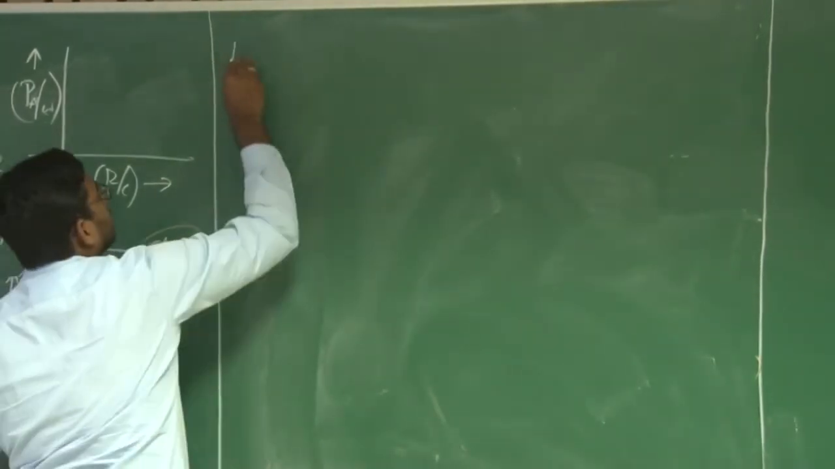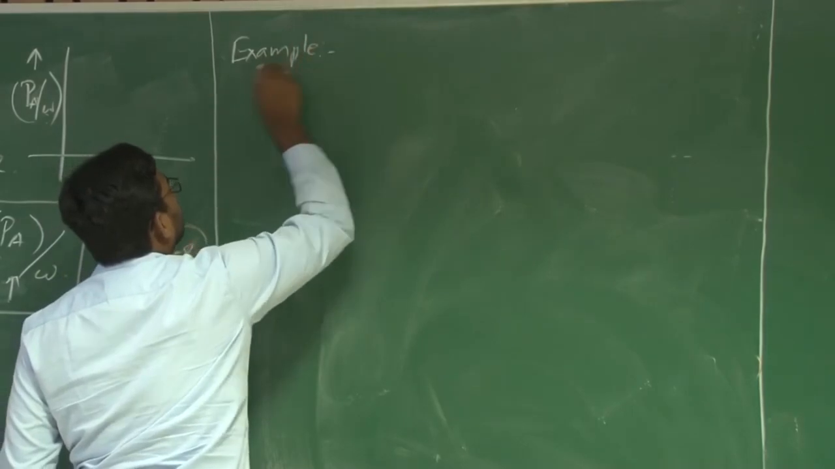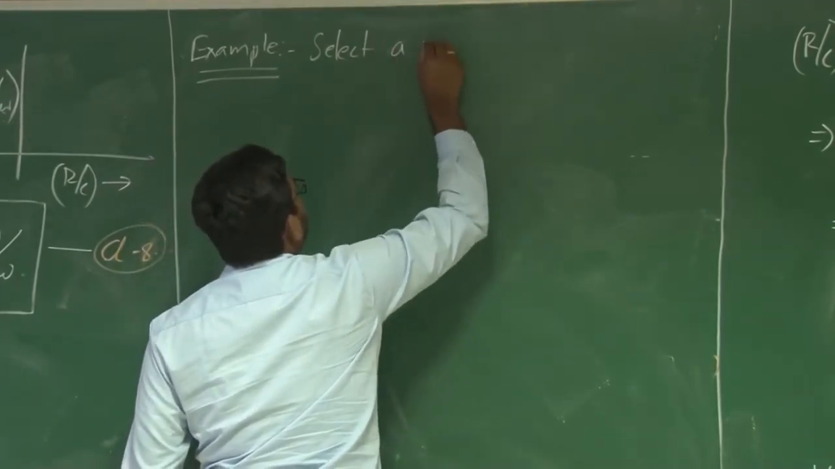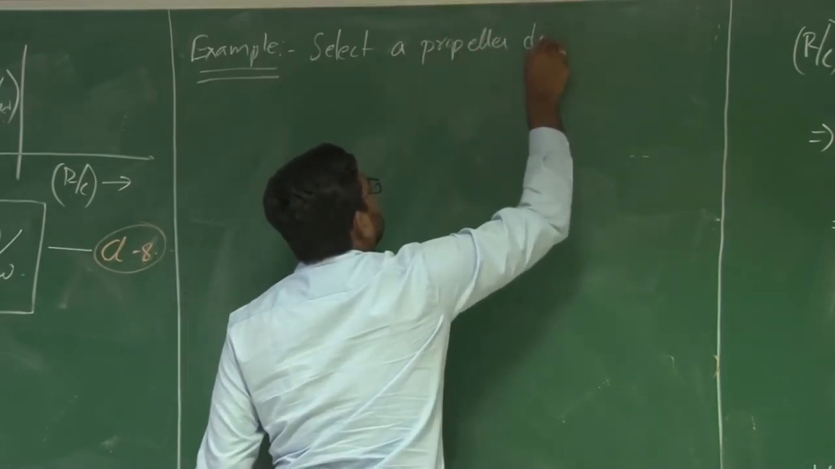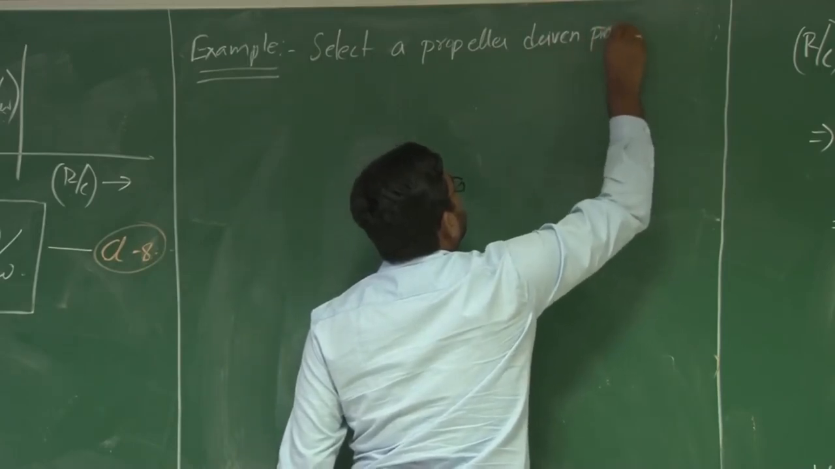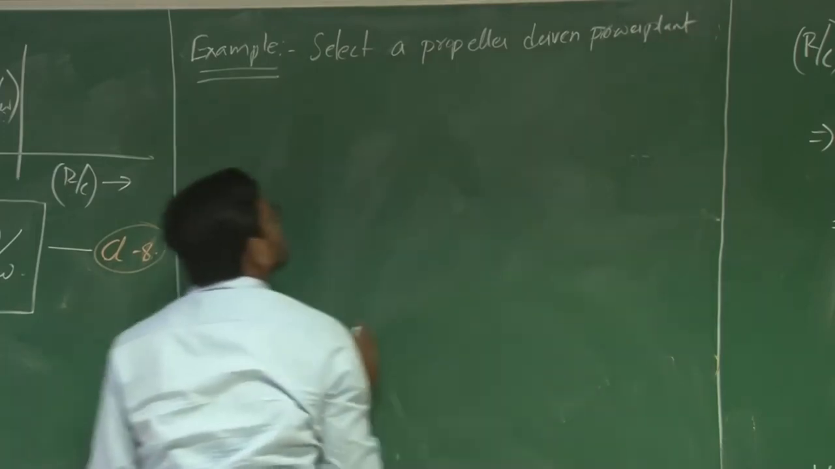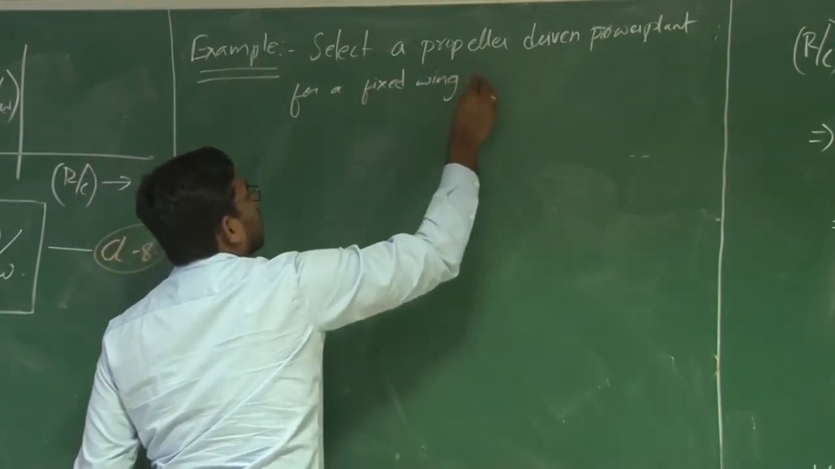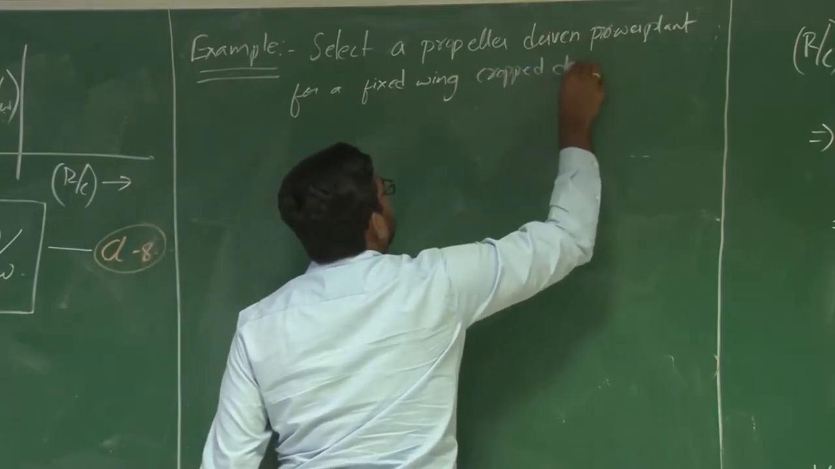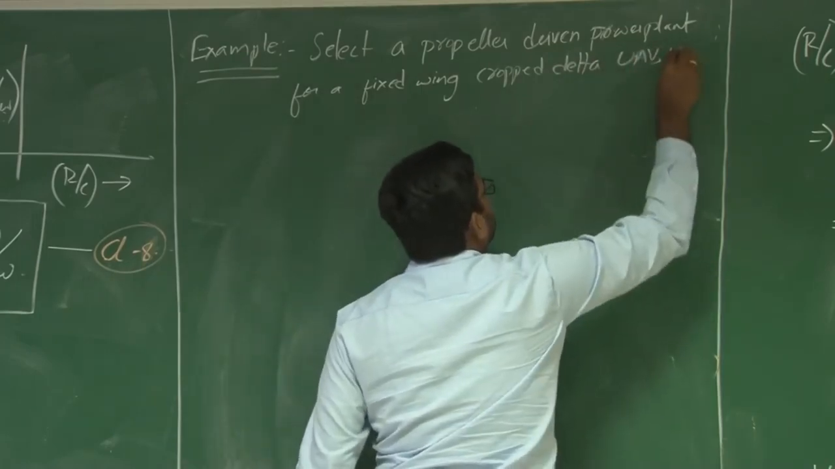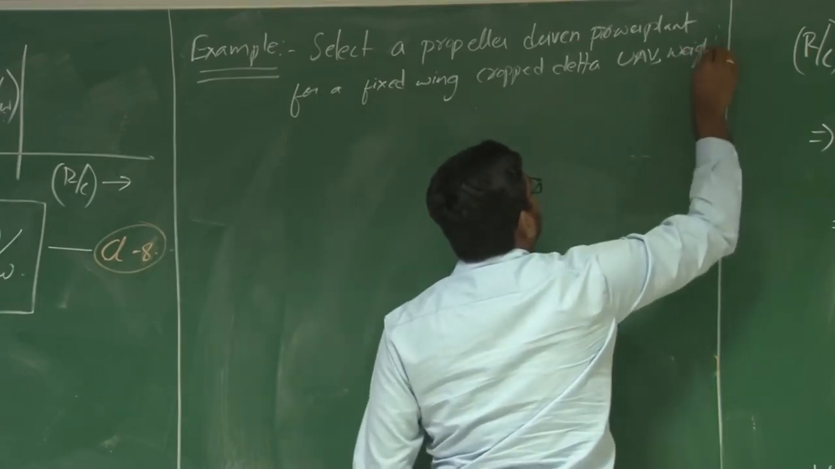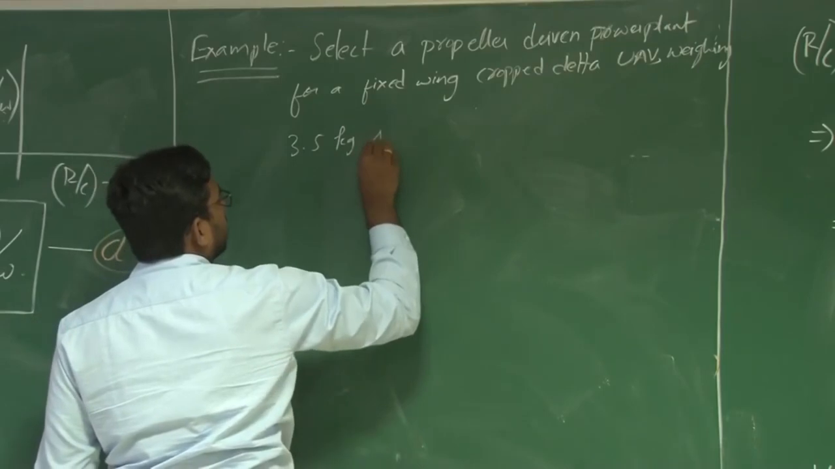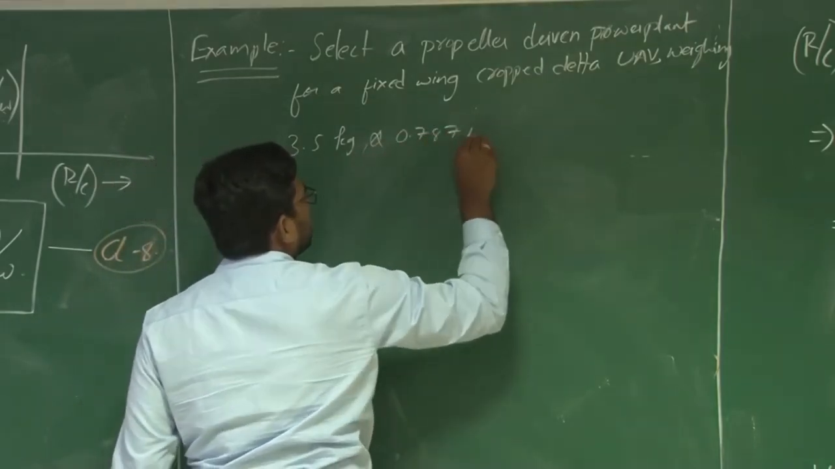Now let us consider an example. Select a propeller driven power plant for a fixed wing crop delta UAV, weighing 3.5 kg and 0.787 meter square wing area.